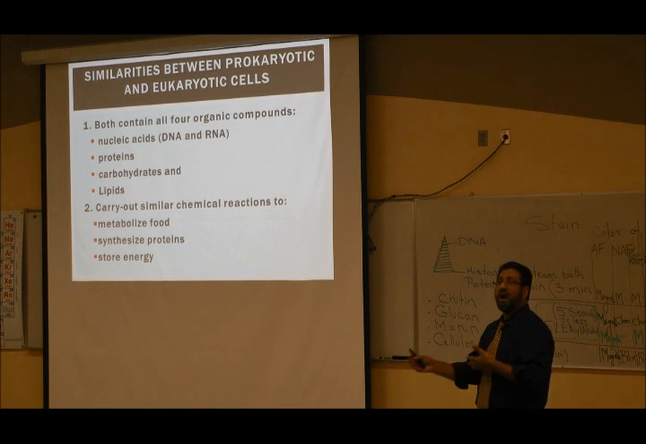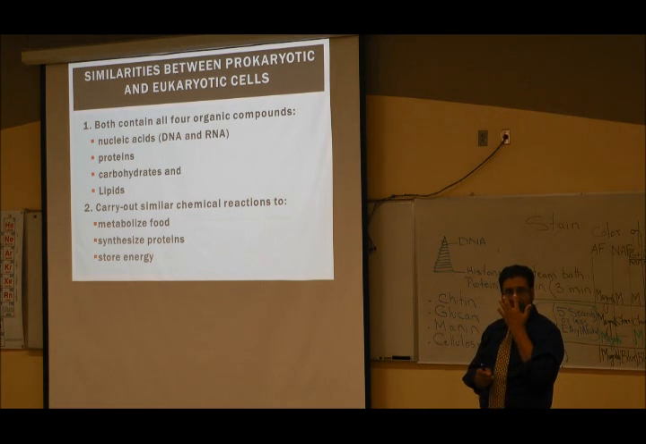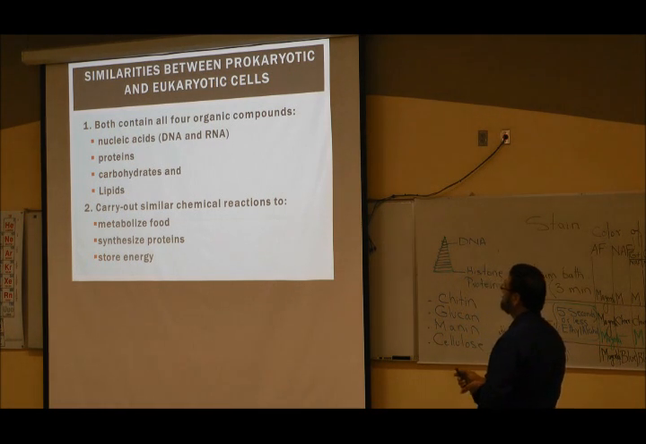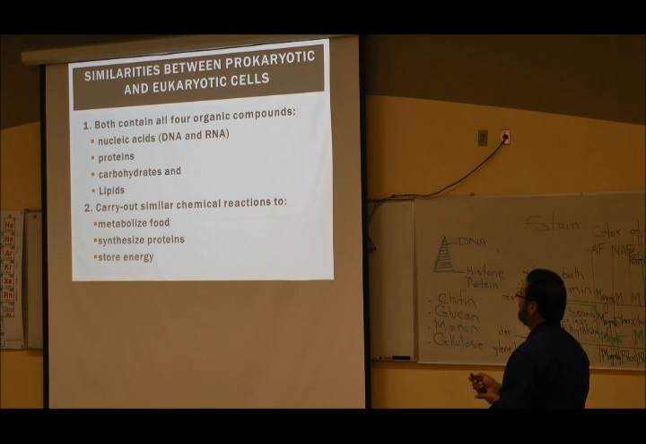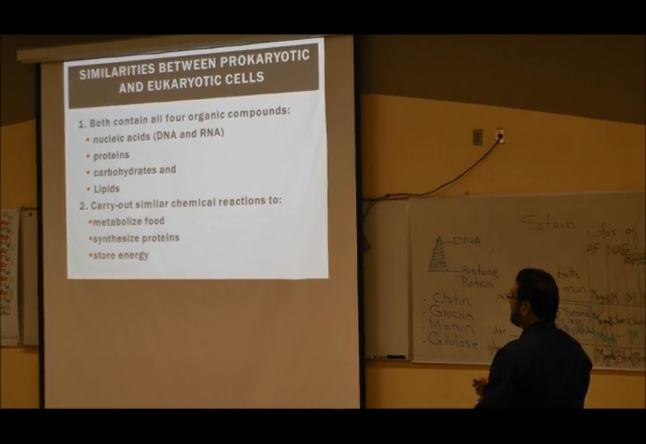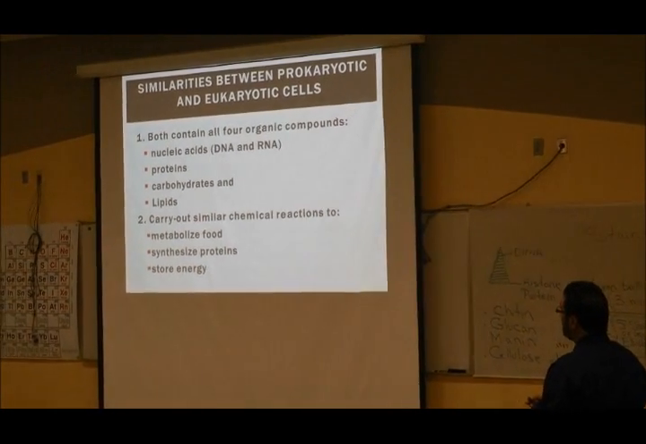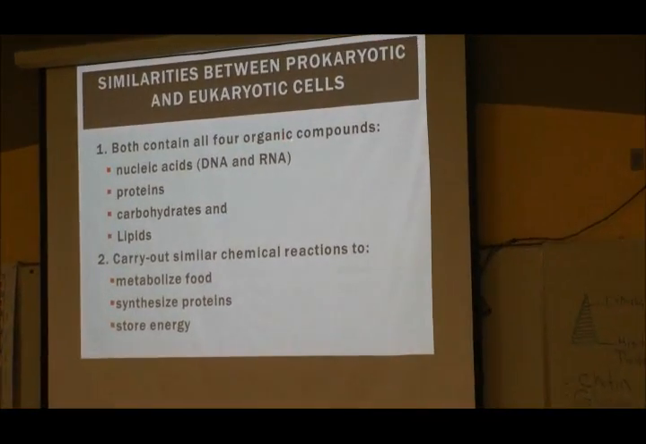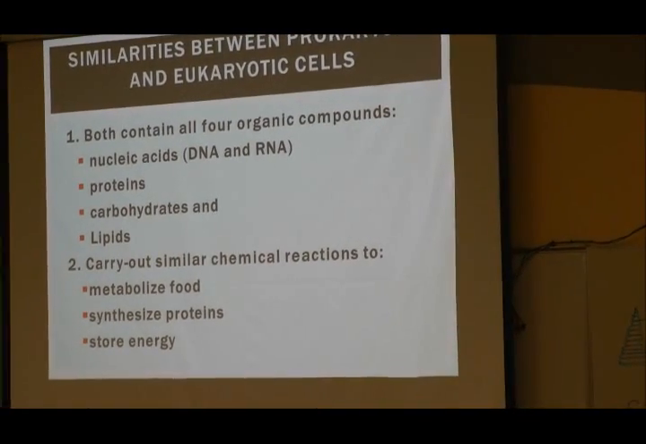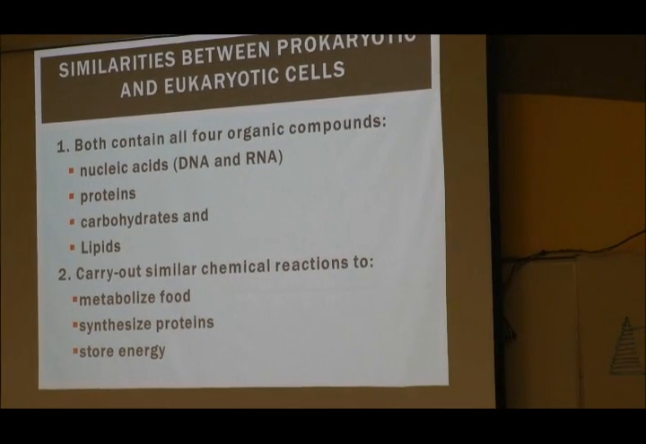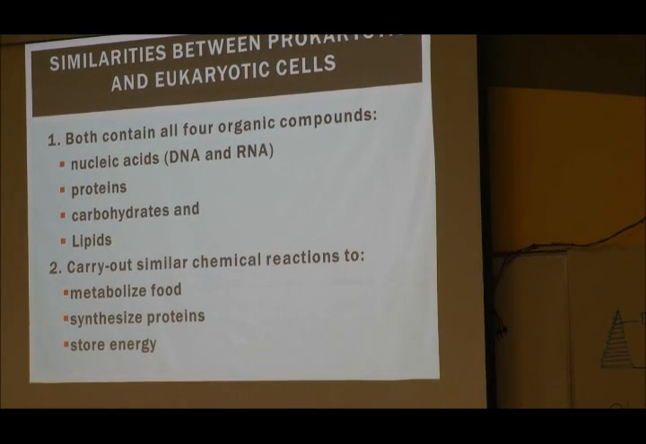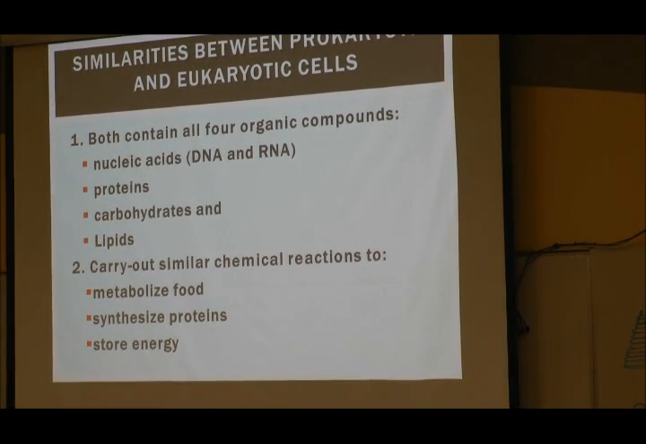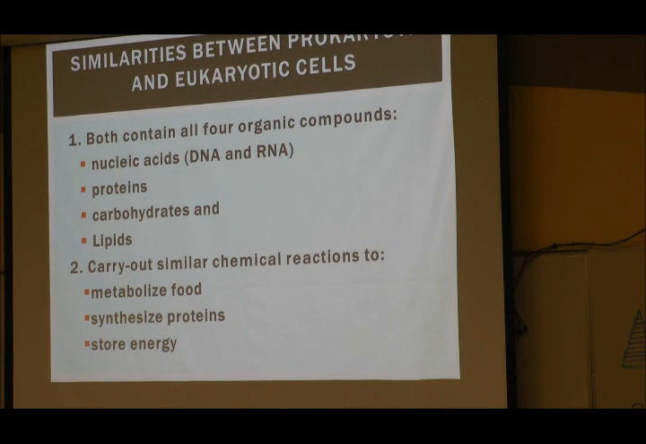Similarity. What are some of the common things between prokaryotes and eukaryotes? Both prokaryotes and eukaryotes, we all contain 4 organic compounds. How many organic compounds exist? 4 or 5 or 6? Organic compounds, chemistry 1032? Yes, there are only 4. Just double checking. All right.